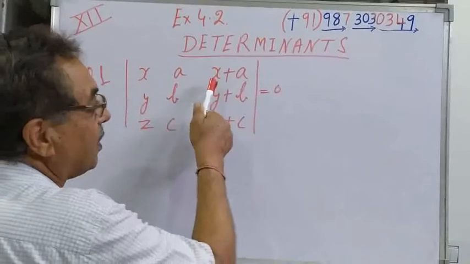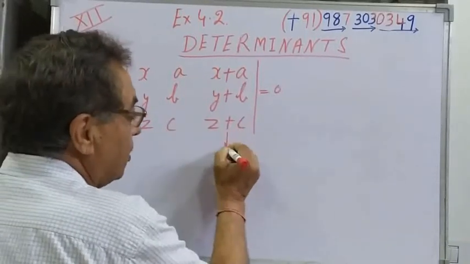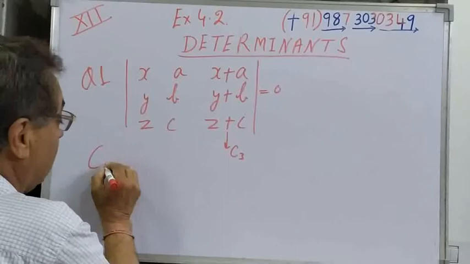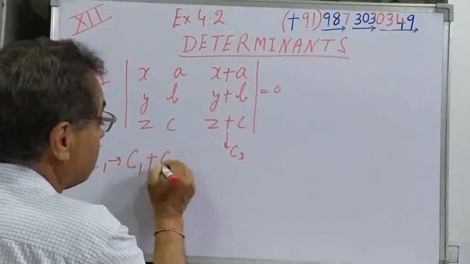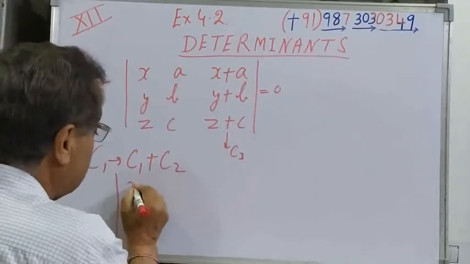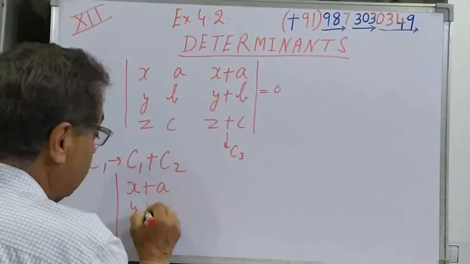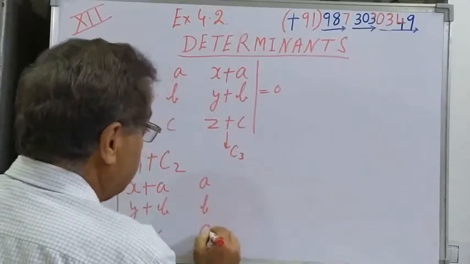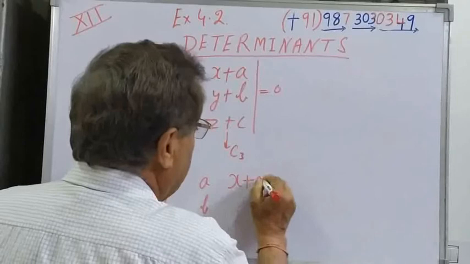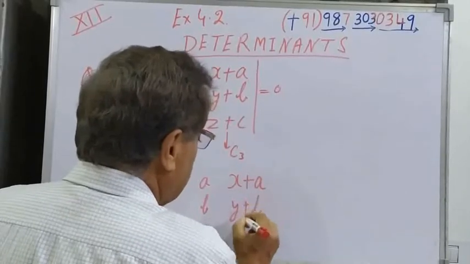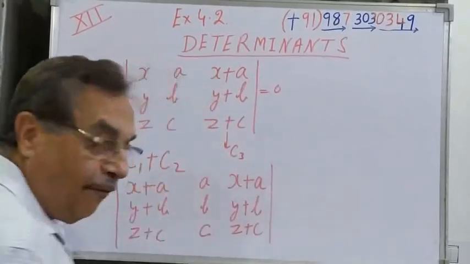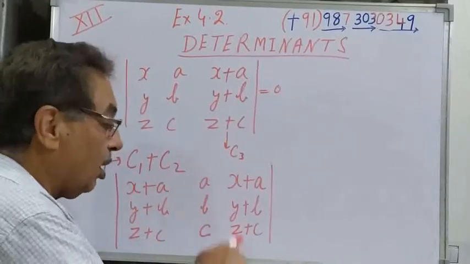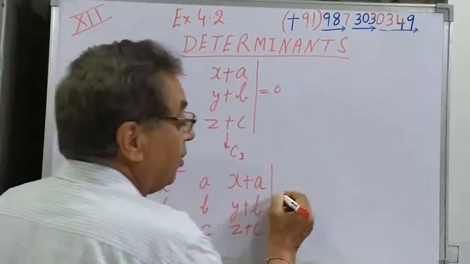Now clearly what I observe, x plus a, y plus b, z plus c, it is column C3. And if I operate C1 plus C2, here I am going to operate C1 to be written as C1 plus C2. So what do I get? I get x plus a, y plus b, and z plus c. Second column as it is a, b, c. Third column we have been given already x plus a, y plus b, and z plus c. Now if we observe here, our C1 and C3 are identical. So when two columns are identical, the determinant must be equal to 0.